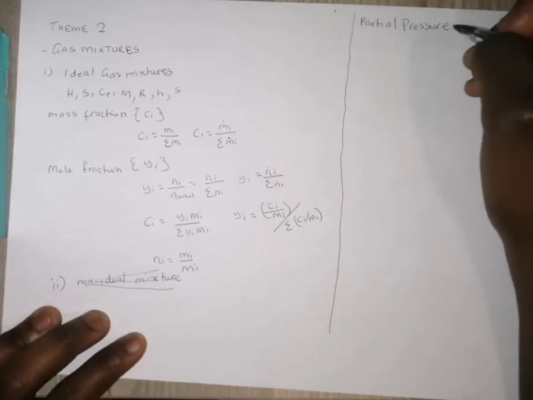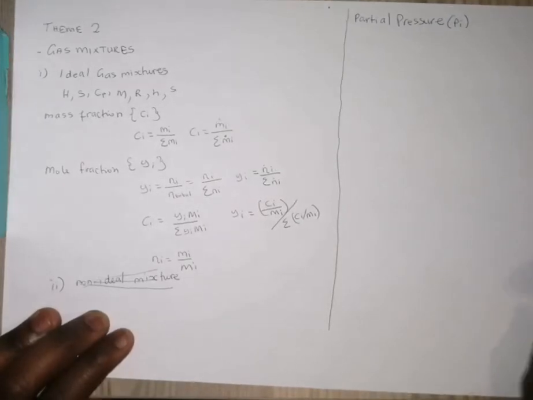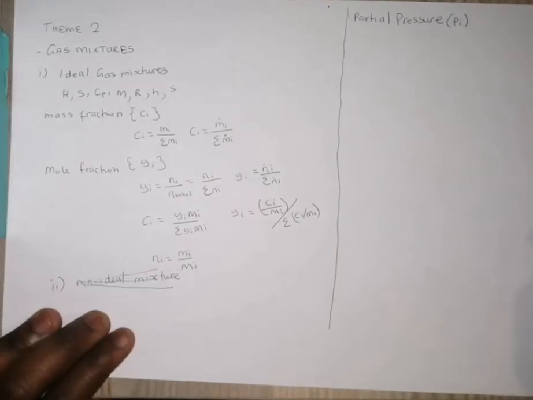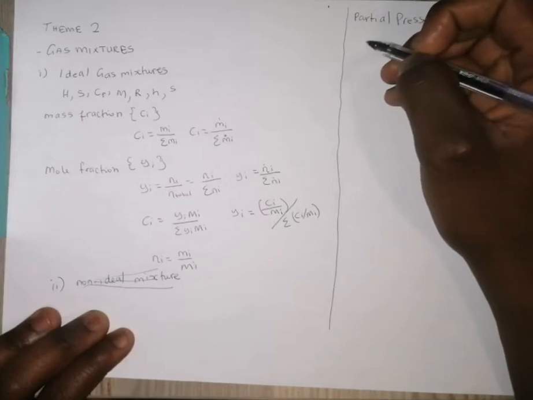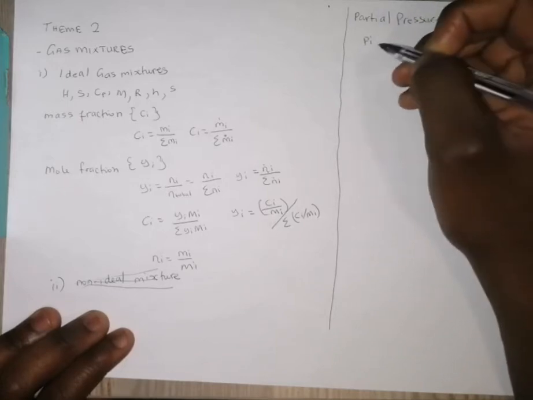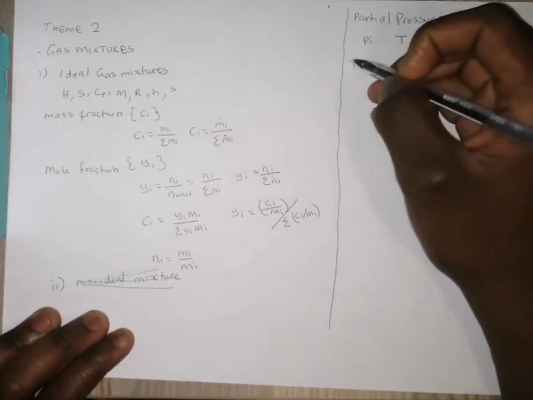So partial pressure is written as Pi. When a gas mixture is in a volume, each gas has its own pressure. They do not have the same pressure. Please note that every gas in a given volume has its own pressure, but the temperature is the same. The temperature in a given volume is the same for every gas.